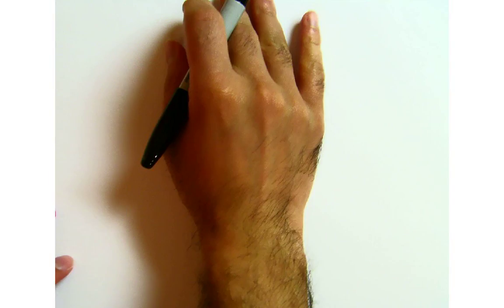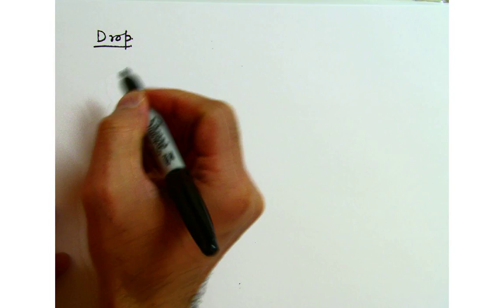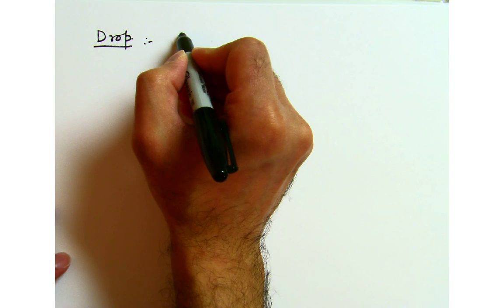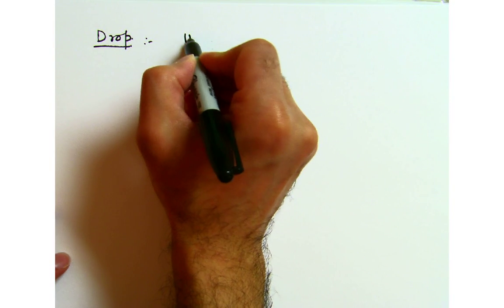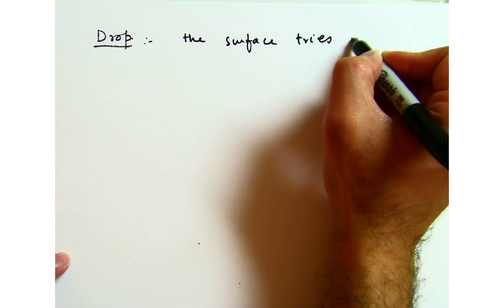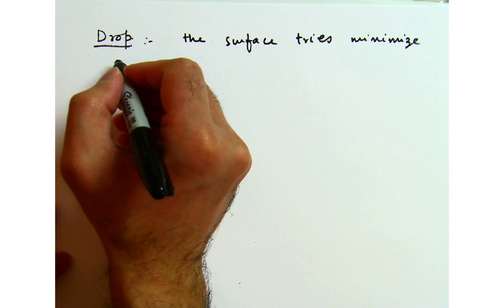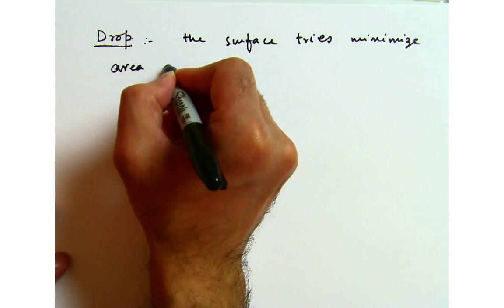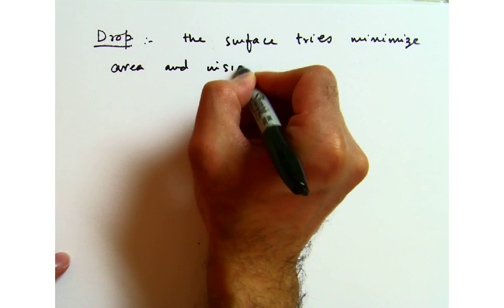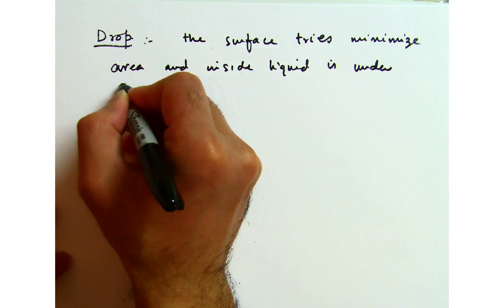The next thing is, let's take a look at the case of a drop. As I mentioned earlier, the surface of the drop tries to minimize the area, and the liquid inside is under pressure.